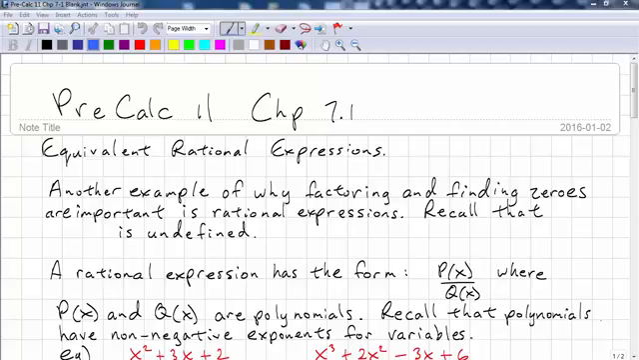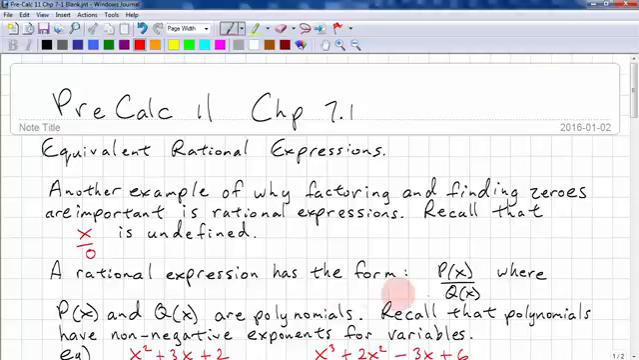This is PreCalc 11, Chapter 7.1. We're going to be looking at equivalent rational expressions. This is another example of why factoring and finding zeros are important in rational expressions. And recall that x over 0 is undefined.